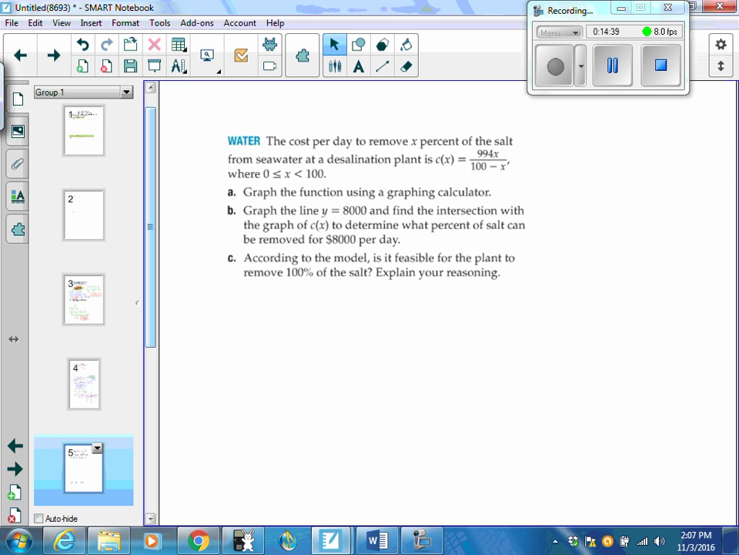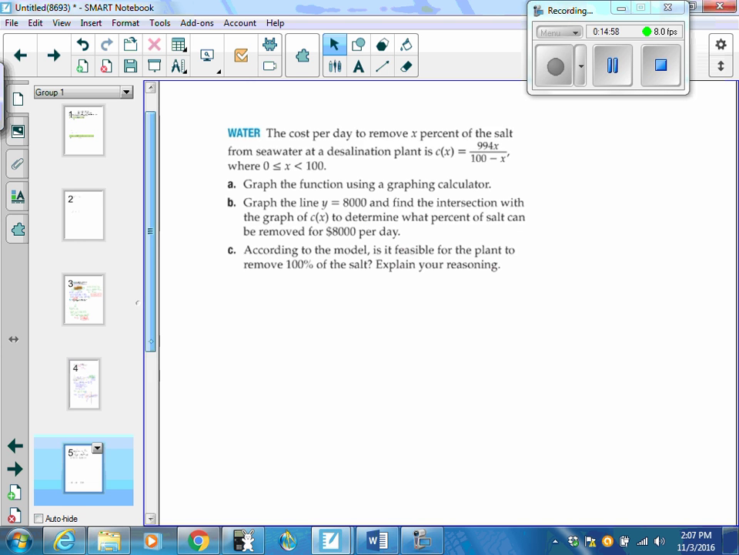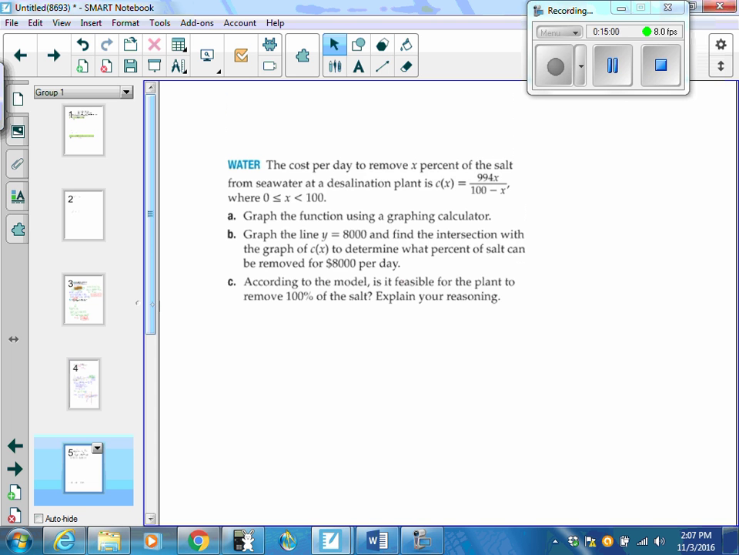And then the last one, the one about the water, is just asking you to follow the directions. It says graph the function using a graphing calculator. Then graph the line, y equals 8,000, and find the intersection of the two. What percent of salt can be removed for $8,000 a day? So you're actually going to graph two different lines, find their intersection, and your x value will be how much salt they can remove.